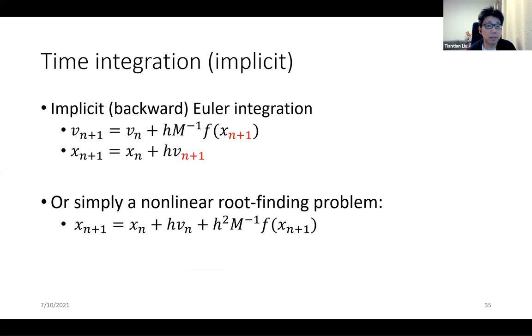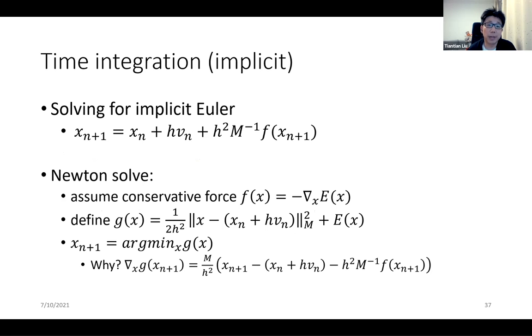And the implicit Euler, on the other hand, also assumes the quantities are not changed during the time step, but it uses the future values to set up the equations of motion. If we substitute the first equation into the second one, we can see that the implicit Euler is a nonlinear root finding problem. We can promote this root finding problem to an optimization problem G, and then solve this problem using Newton's method.